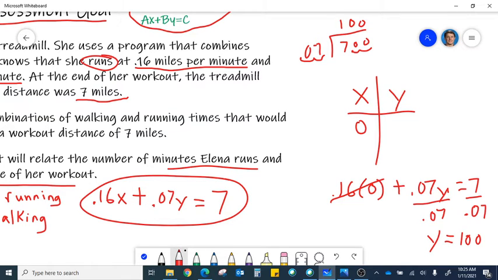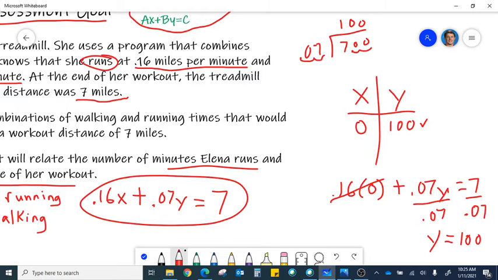So she could just do 100 minutes of walking, and that's it. She's done. So that's one of them done.